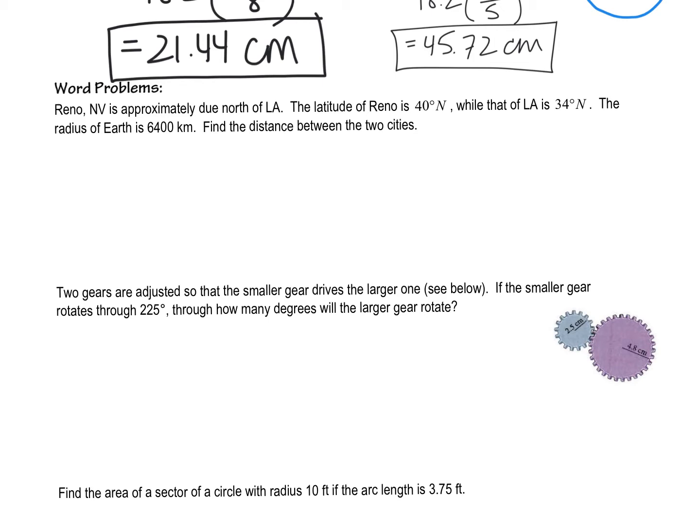So Reno is 40 degrees north, LA is 34 degrees north. We have the radius of the earth, find the distance between the two cities. This is the type of problem that we're going to set up. We have our north-south line, and here is our east-west, and it says that Reno is 40 degrees north. The way that's pictured is, picture this as the world, and I have the radius of the earth here.